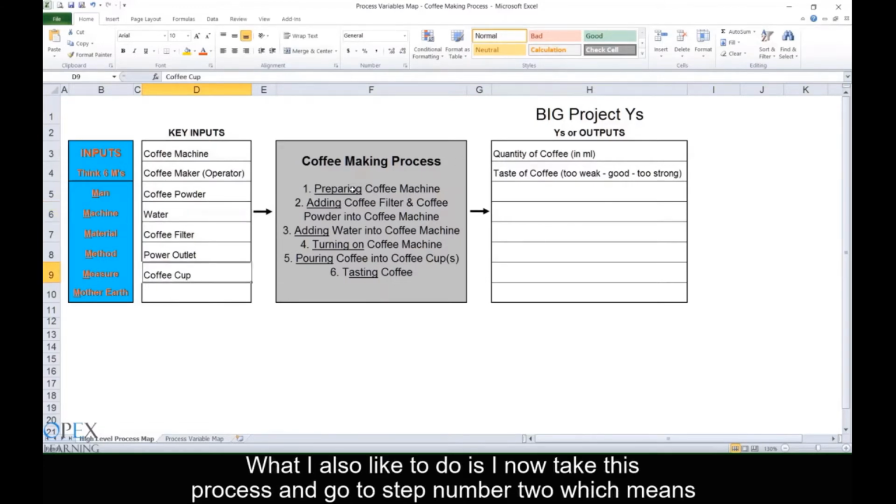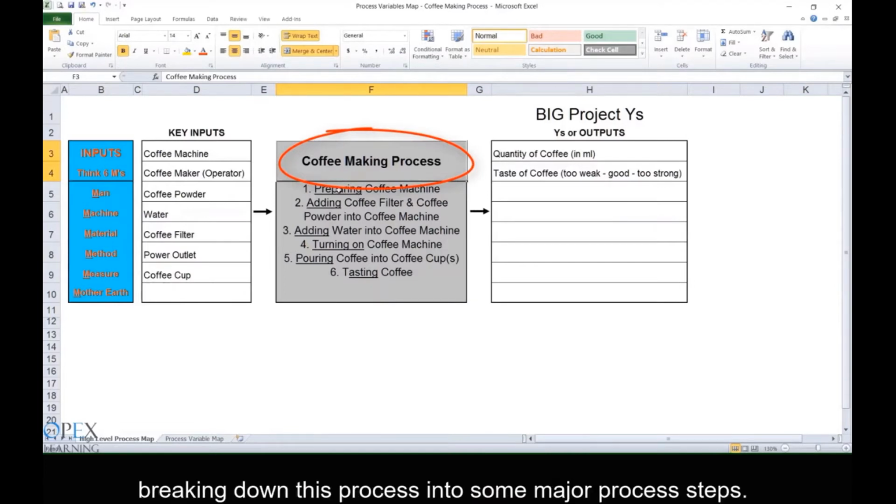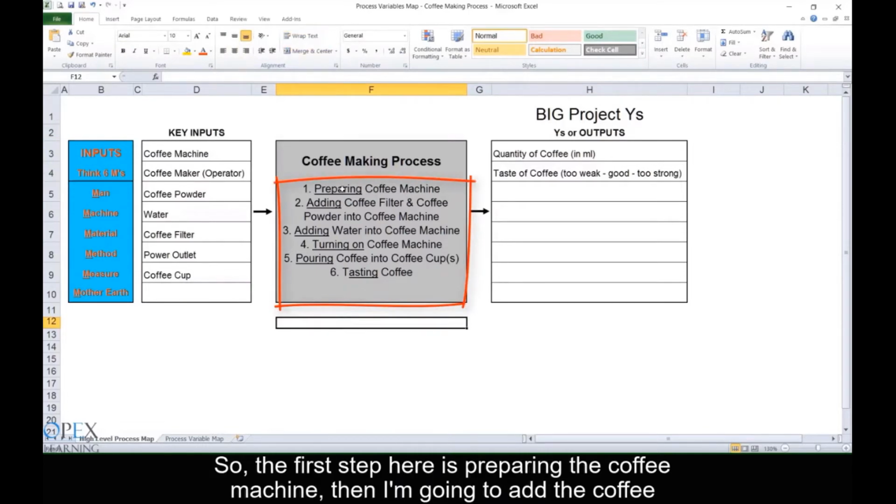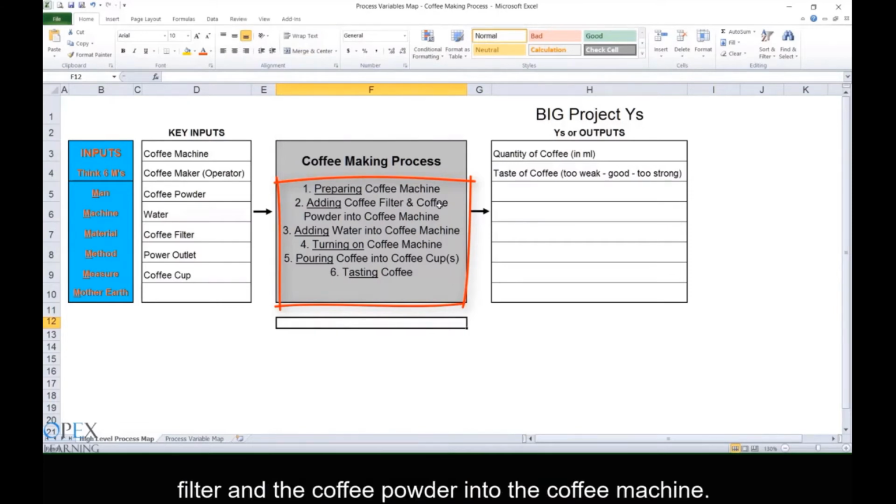What I also like to do is I now take this process and actually go to step number 2, which means breaking down this process into some major process steps. And again, I told you it should be an ing word and a noun. So first step here is preparing the coffee machine. Then I'm going to add the coffee filter and the coffee powder into the coffee machine. I could have broken this down in 2 steps. I decided to leave it together.